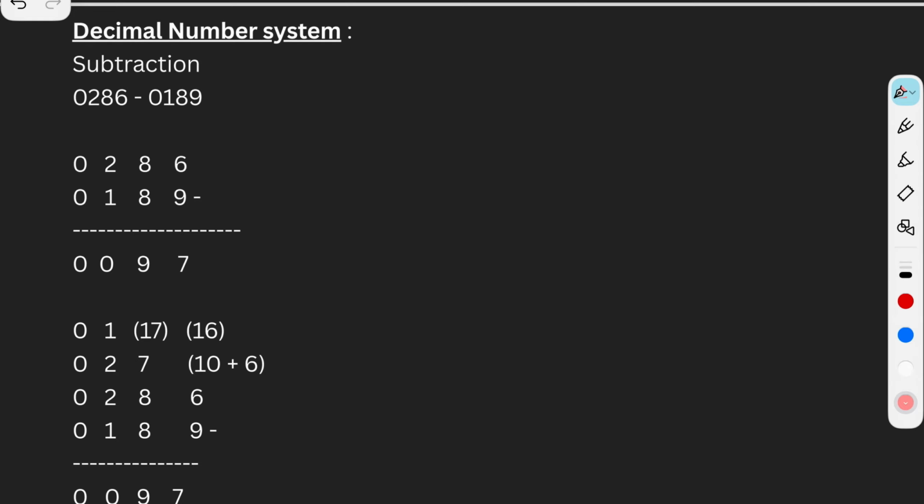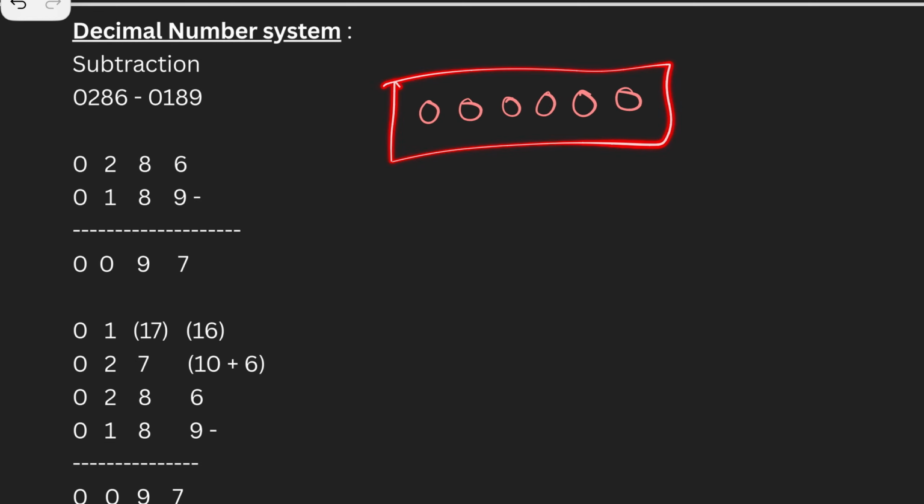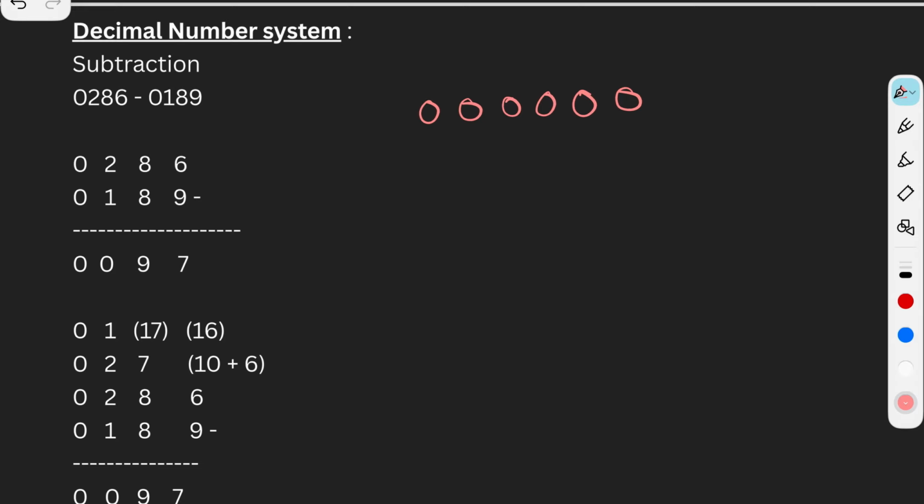Let's say you have 7 objects. 1, 2. Let's say you have these 6 objects. And what does subtraction tell us to do? It tells us to take away 9 objects from the 6 objects. Is it even possible? If I ask you to take 2 objects from these 6 objects, you will take these 2 and remaining you will have 4, right? That's what 6 minus 2 is, right?